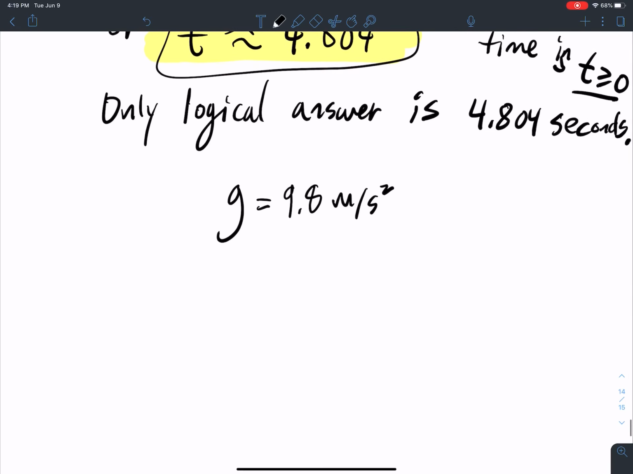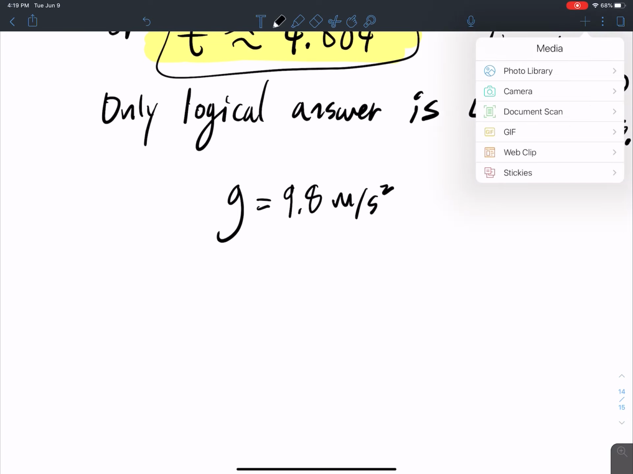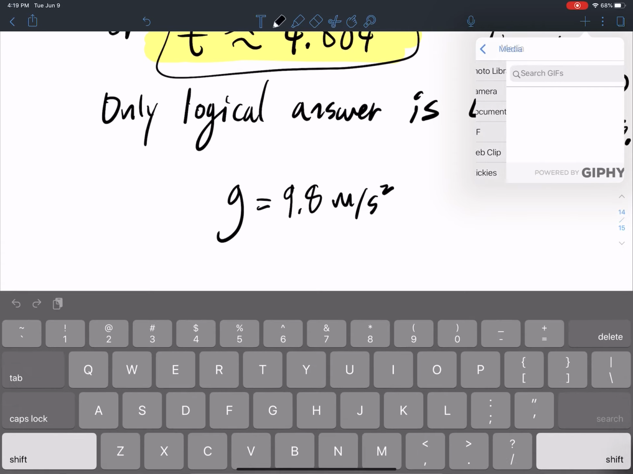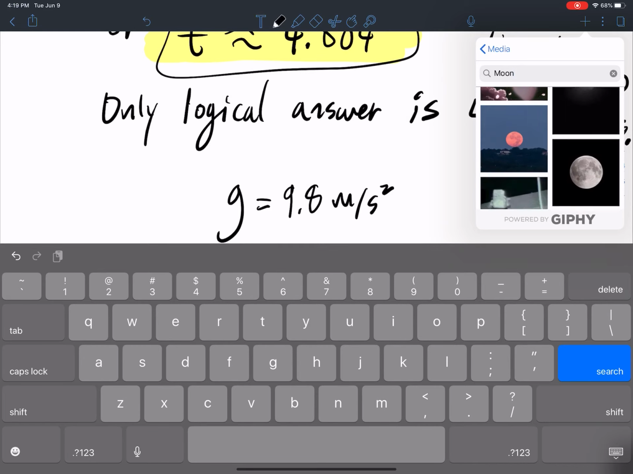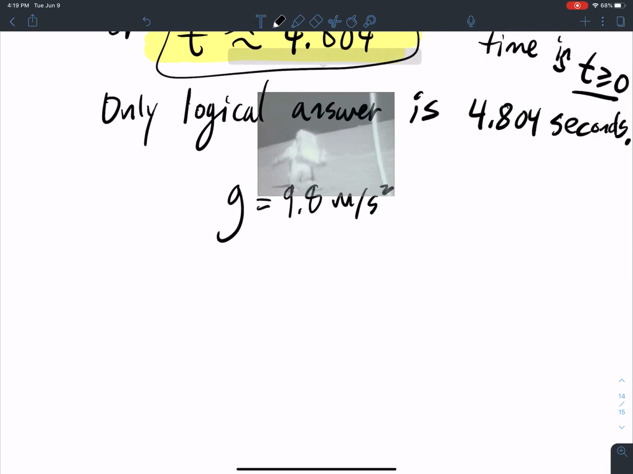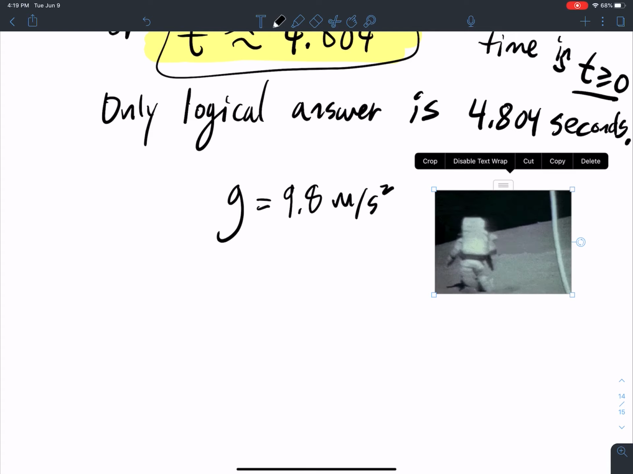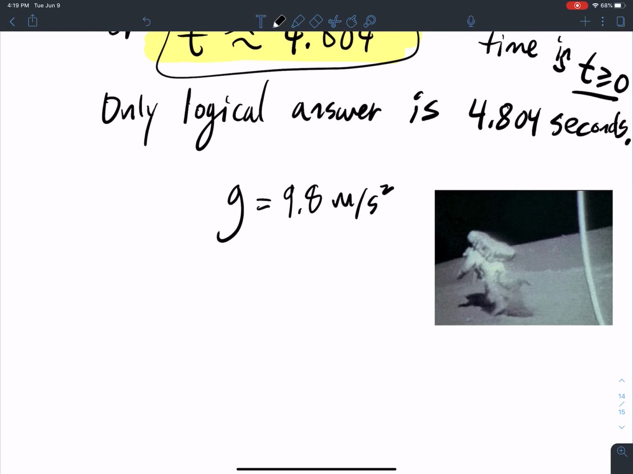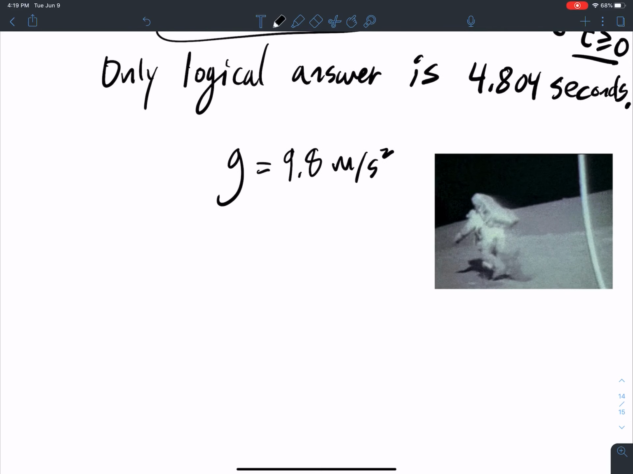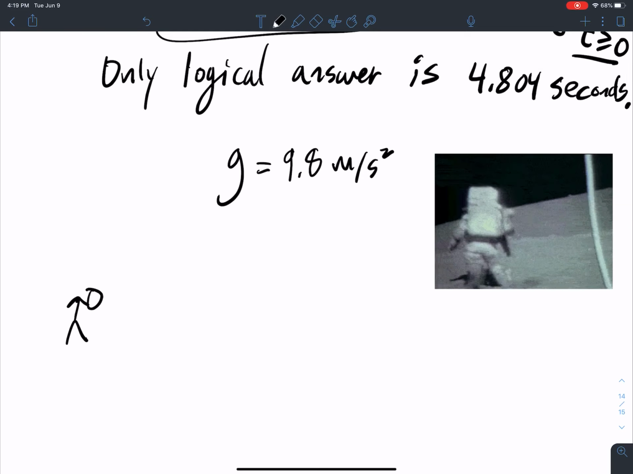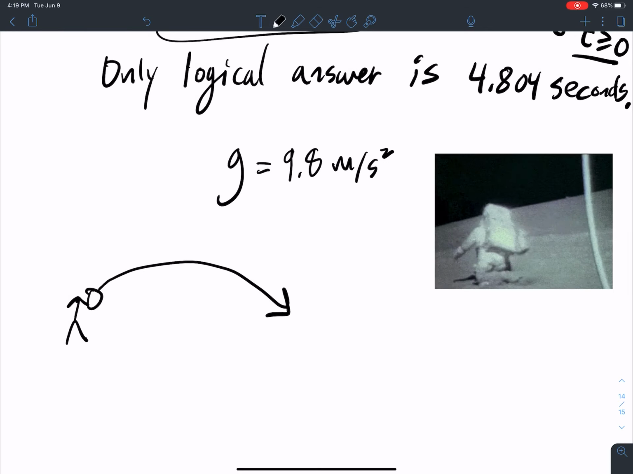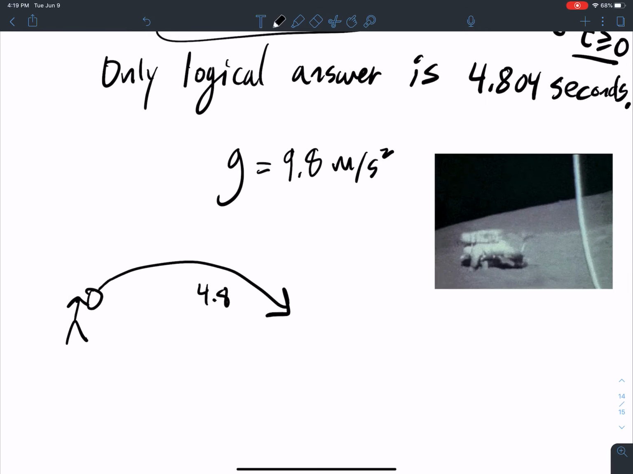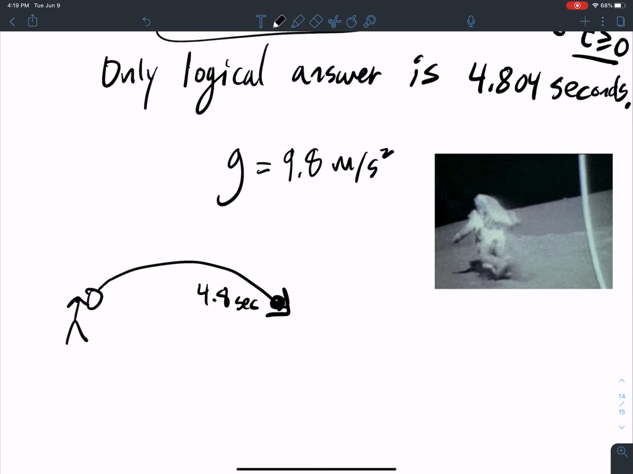Well, if you think about it, I don't know if you've thought too much about the moon. So like the moon. You don't typically fall on the moon like you would on Earth, right? So if I was going to throw a ball on Earth and I was going to throw it over here, maybe it takes 4.8 seconds to get to this point right here, right?